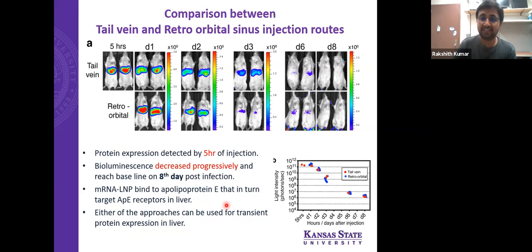But in this article, they chose the tail vein route because this is very easy. It's a humane practice. Like, the retroorbital route is very difficult to perform in every mouse.